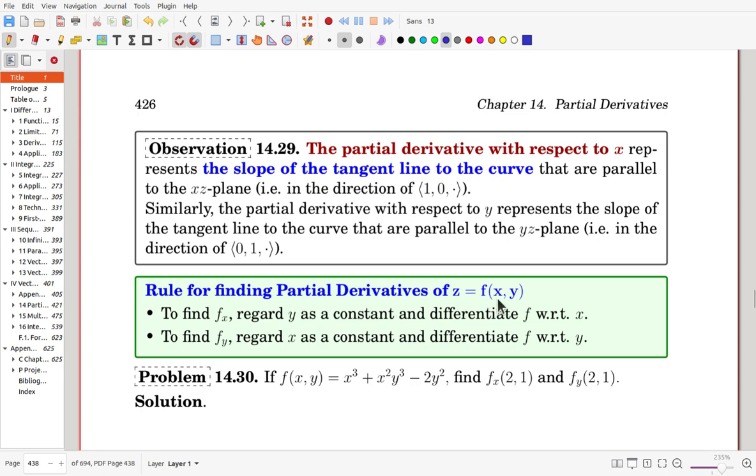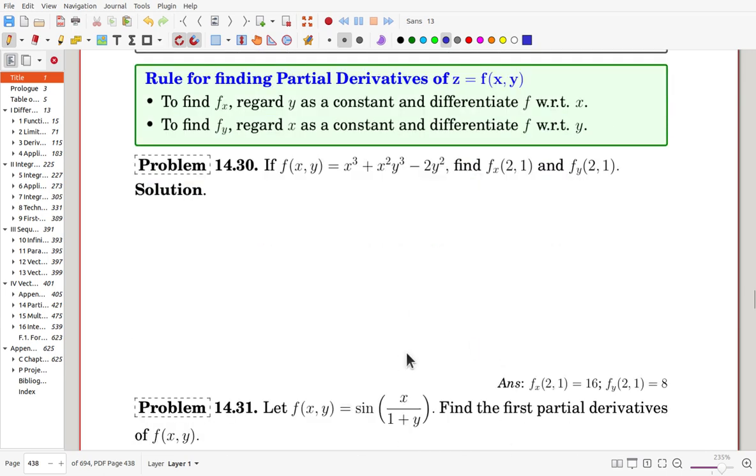f is a function of two variables. Then, to find f sub x, we consider y as a constant and differentiate f with respect to x. In the same way, to find f sub y, we regard x as a constant and differentiate f with respect to y.